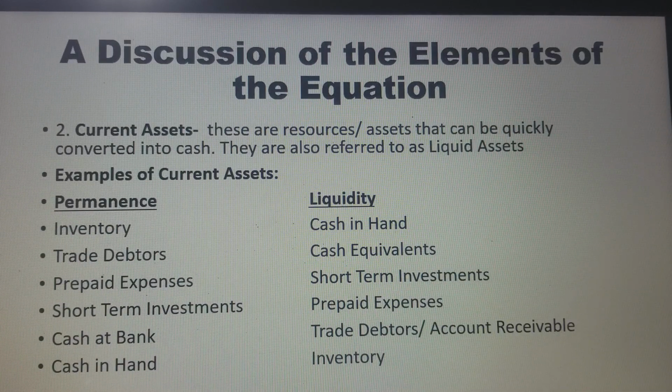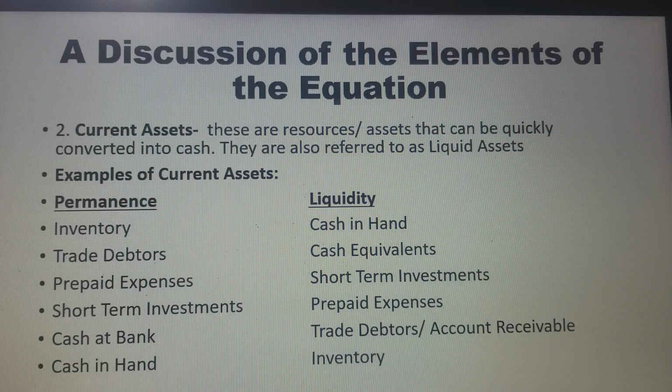So we talked about non-current assets. We're now going to look at current assets. What are current assets? Well, current assets are really resources or assets that can be quickly converted into cash. Yes, these are assets that within the year are likely to be liquidated or to change over into cash. They are also referred to as liquid assets.